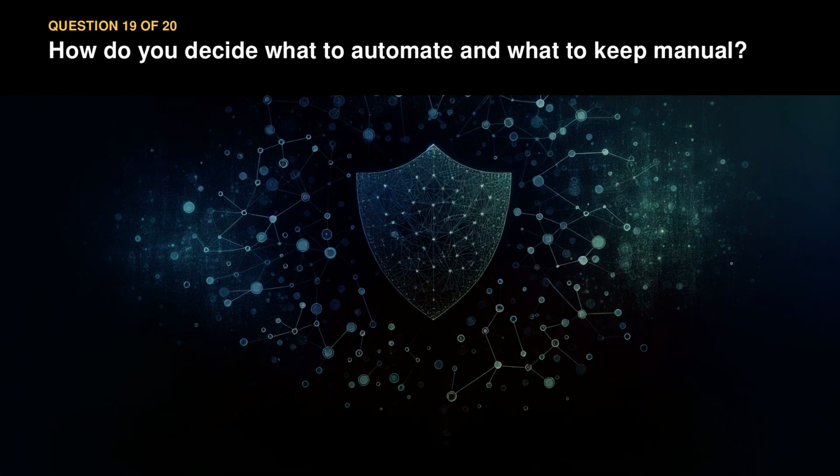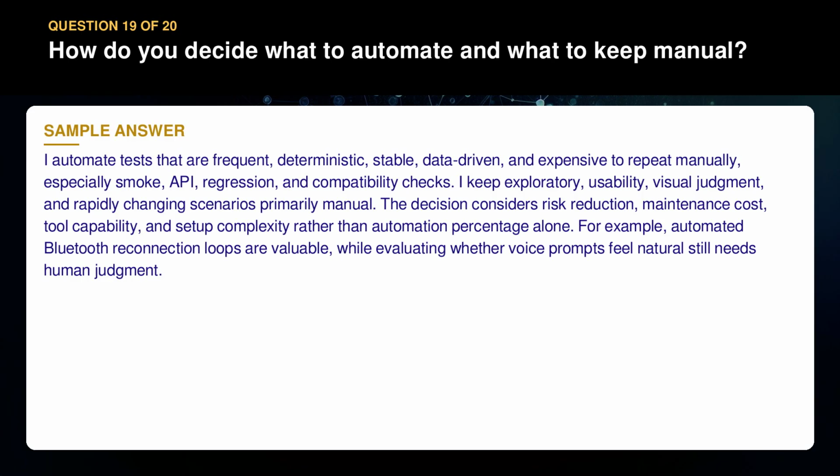Question 19. How do you decide what to automate and what to keep manual? I automate tests that are frequent, deterministic, stable, data-driven, and expensive to repeat manually, especially smoke, API, regression, and compatibility checks. I keep exploratory, usability, visual judgment, and rapidly changing scenarios primarily manual. The decision considers risk reduction, maintenance cost, tool capability, and setup complexity rather than automation percentage alone. For example, automated Bluetooth reconnection loops are valuable, while evaluating whether voice prompts feel natural still needs human judgment.